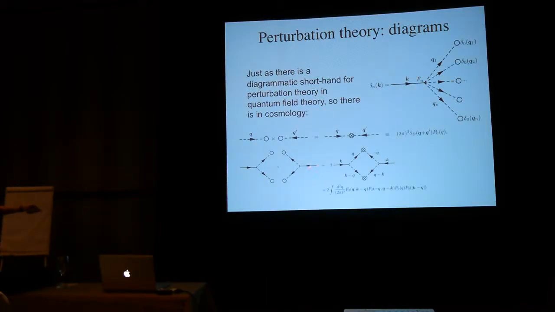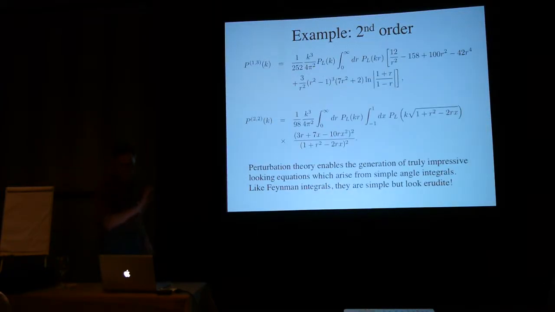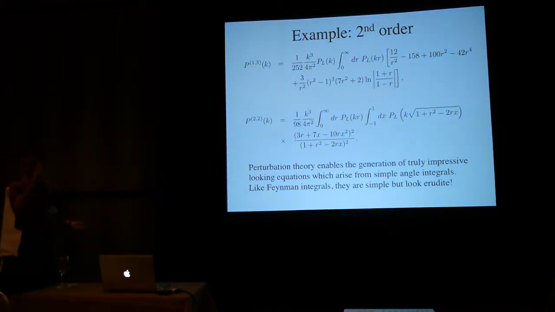Similarly, I could have a single line here, and I could have 3 lines on the left. Then I'd have to contract 2 of these with each other, and maybe the other one with that other line. That would give me P13. And you just plug that through, and you get the following expressions. And I've just done basically one angle integral in order to get these, and this is the first law of perturbation theory. You can generate truly impressive looking equations that arise from simple angle integrals. This can all be done with recurrence relations, so you can train a numerical algebra package to do this very quickly, and you can look extraordinarily erudite with almost no effort.